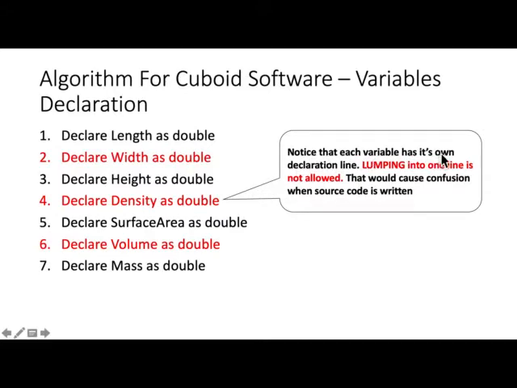Notice that each variable has its own declaration line. Lumping into one line is not allowed. That would cause confusion when source code is written. If somebody would lump 3 or 4 variables declaration in one line, I will take off points, because that practice is discouraged. Even though it's allowed in C++, we do not allow that practice in CS1. Declare surface area as double, volume as double, declare mass as double. This declares all my variables that I'm going to use in the program.